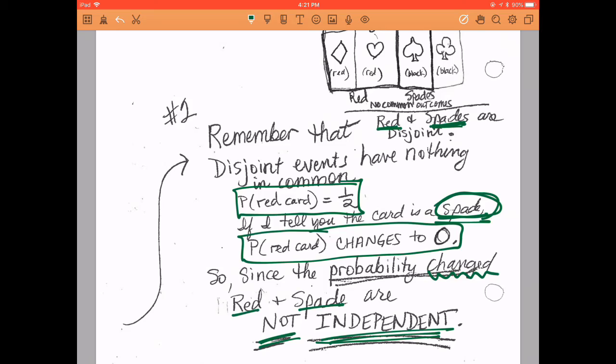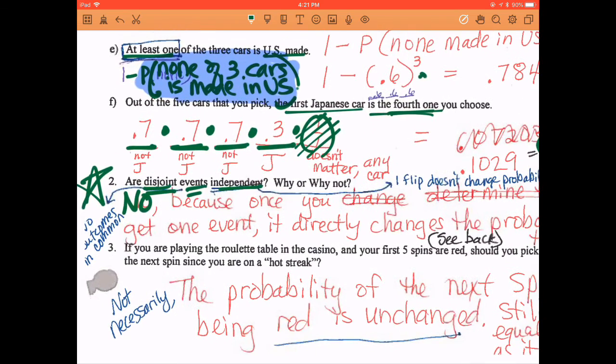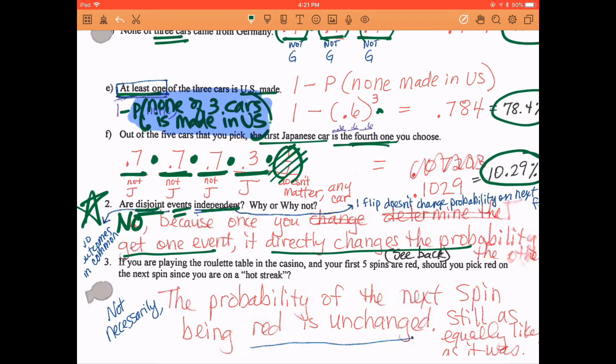So that's how that works. So we can say, no, disjoint events are never independent, because once you have one event, once I know it was a spade, it changed the other probability to 0. Hence, not independent.